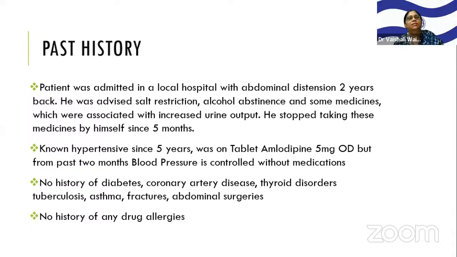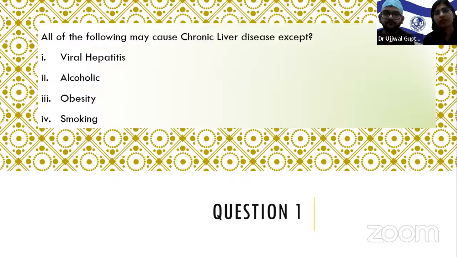There are various causes which can be summarized by the mnemonic 5F. F for fluid, fat, fetus, feces, and flatus. Here the cause may be fluid, that is ascites, maybe due to chronic liver disease and maybe portal hypertension in this particular case. Okay. Continue with your history.